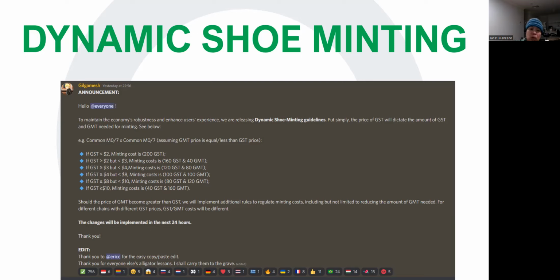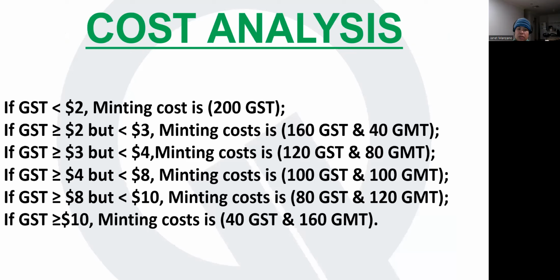So yes, this video is all about my input, my very own analysis of what this dynamic shoe minting will be. And let's start with looking closely at the breakdown. So as you can see, it's really hard. I tried to do a simple calculation. Say if GST is $2, 200 multiplied by 2, so that will be 400. Or obviously, if it's lower, then it's lower than 400.